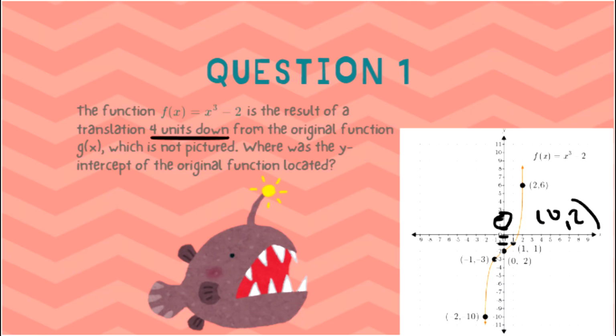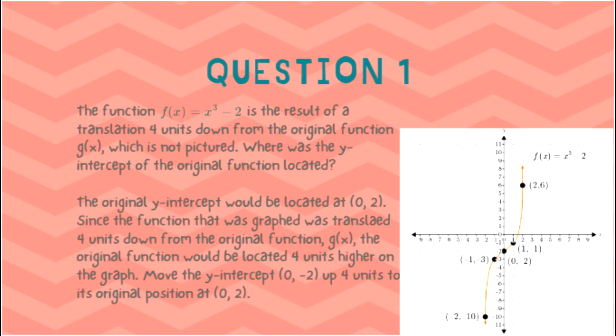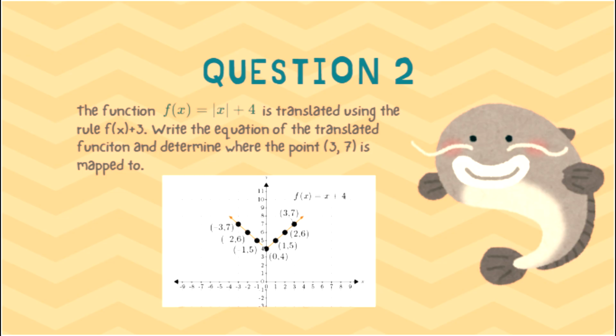Oh, look at this. I'm sorry, I went to the wrong chart. So the original y-intercept would be located at 0, 2. Since the function that was graphed was translated 4 units down from the original function g of x, the original function would be located 4 units higher on the graph. Move the y-intercept from 0, -2 up 4 units to the original position at 0, 2. Here's question 2.